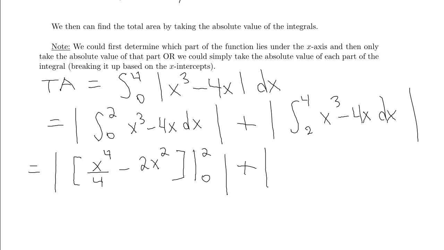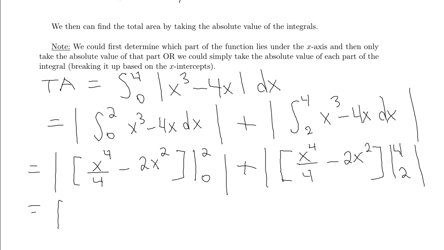Now for the second part, it's the exact same antiderivative, so we don't need to spend any more time thinking about it. It's the exact same function. So the antiderivative is still x to the 4 over 4, minus 2x squared, that's the antiderivative of 4x. And now for this one, we want to evaluate between the bounds 2 and 4.